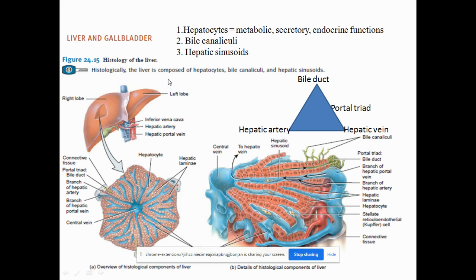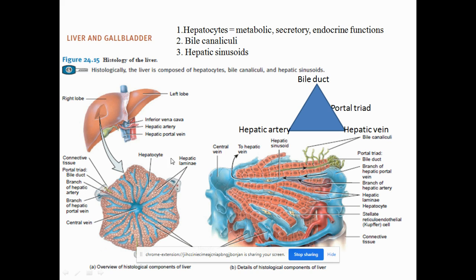Now, the liver consists of many types of cells. It consists of hepatocytes, bile canaliculi, and hepatic sinusoids. So, you have to clearly understand the difference between hepatocytes and bile canaliculi. See, hepatocytes are shown here. Bile canaliculi is shown here, and hepatic sinusoids. These are the hepatic sinusoids. The blue colored ones are called the hepatic sinusoids.